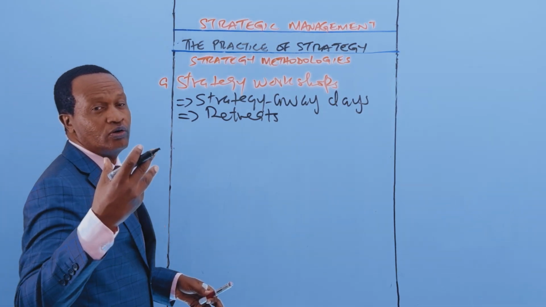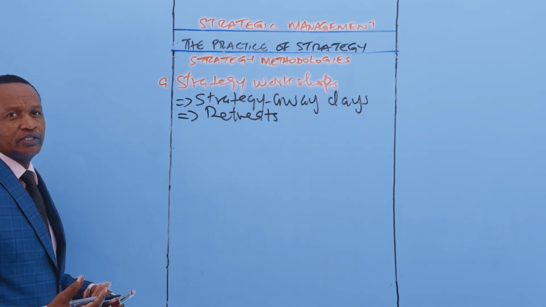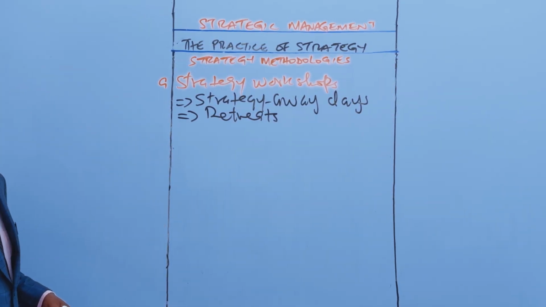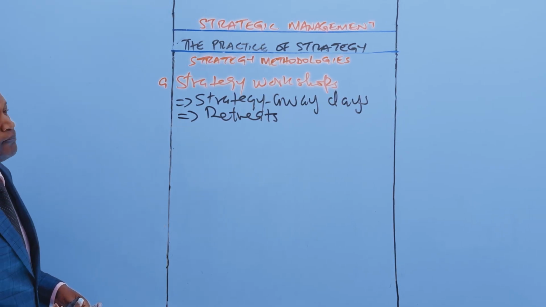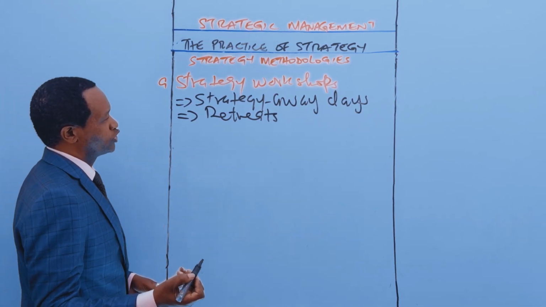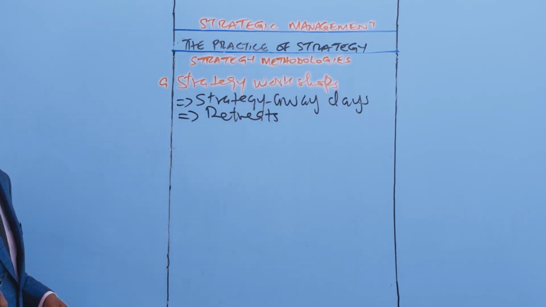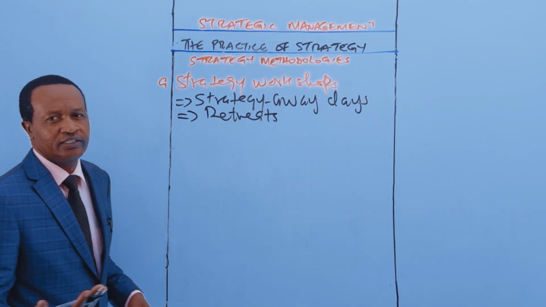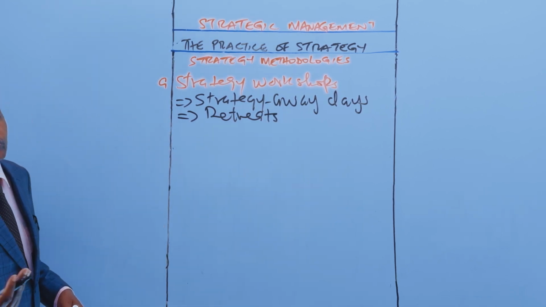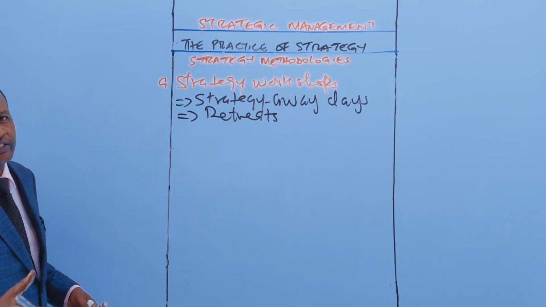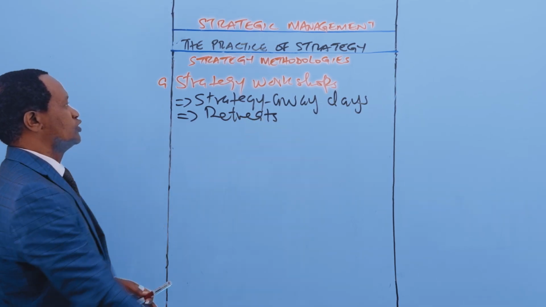So that is one strategy methodology. You understand? And during these workshops, you may use facilitation techniques like the SWOT analysis, like scenario planning. You can use the blue ocean brainstorming, and so on. So those are some of the techniques that you can use when you go to a strategy retreat.